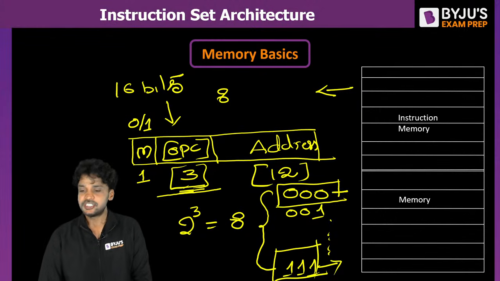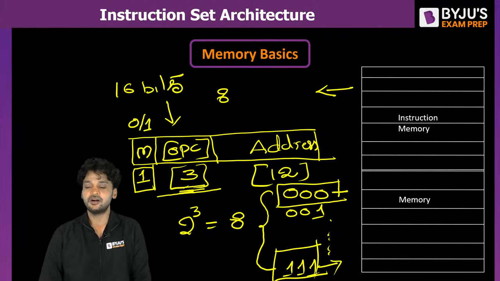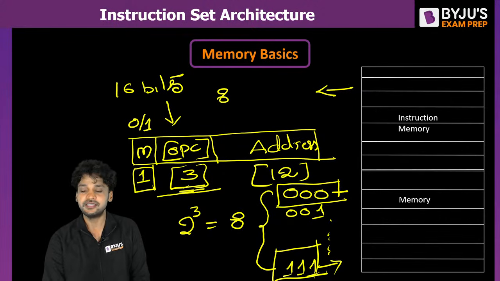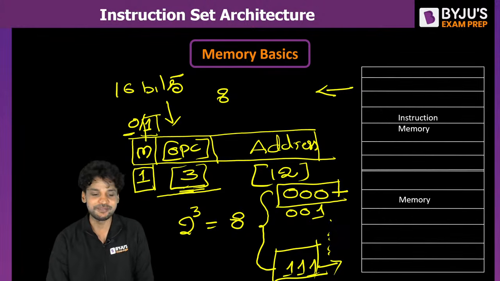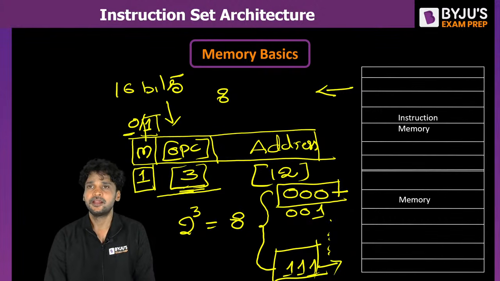It's not 4 bits, it's just 3 digits. The first digit I have given for the mode digit. If the mode digit is 0, that is the direct addressing mode. If the mode digit is equal to 1, that means that it is an indirect addressing mode. You got me? Yes. Good.